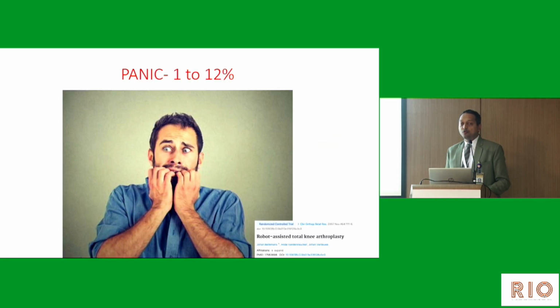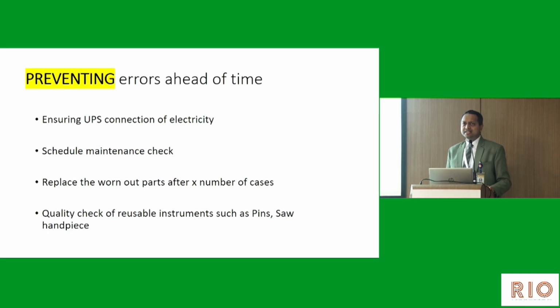In about 1 to 12% of the cases, as per the literature, the robot has had to be abandoned for various reasons. And these are the cases where the surgeon can panic: oh, what next? What do I do at this stage? The robot has stopped. So the best thing is to prevent the error ahead of time. Most of the errors where the robot stopped were preventable errors.